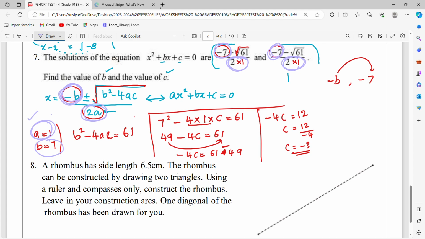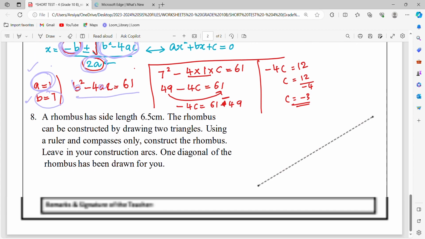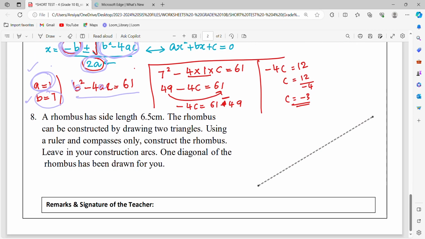Now we are using this a and b value. Look at this part. B square minus 4ac represents 61. We are writing that. We know the value of b. We know the value of a. Now only c is an unknown value. Like solving an equation, we are solving that. Topic is quadratic formula.